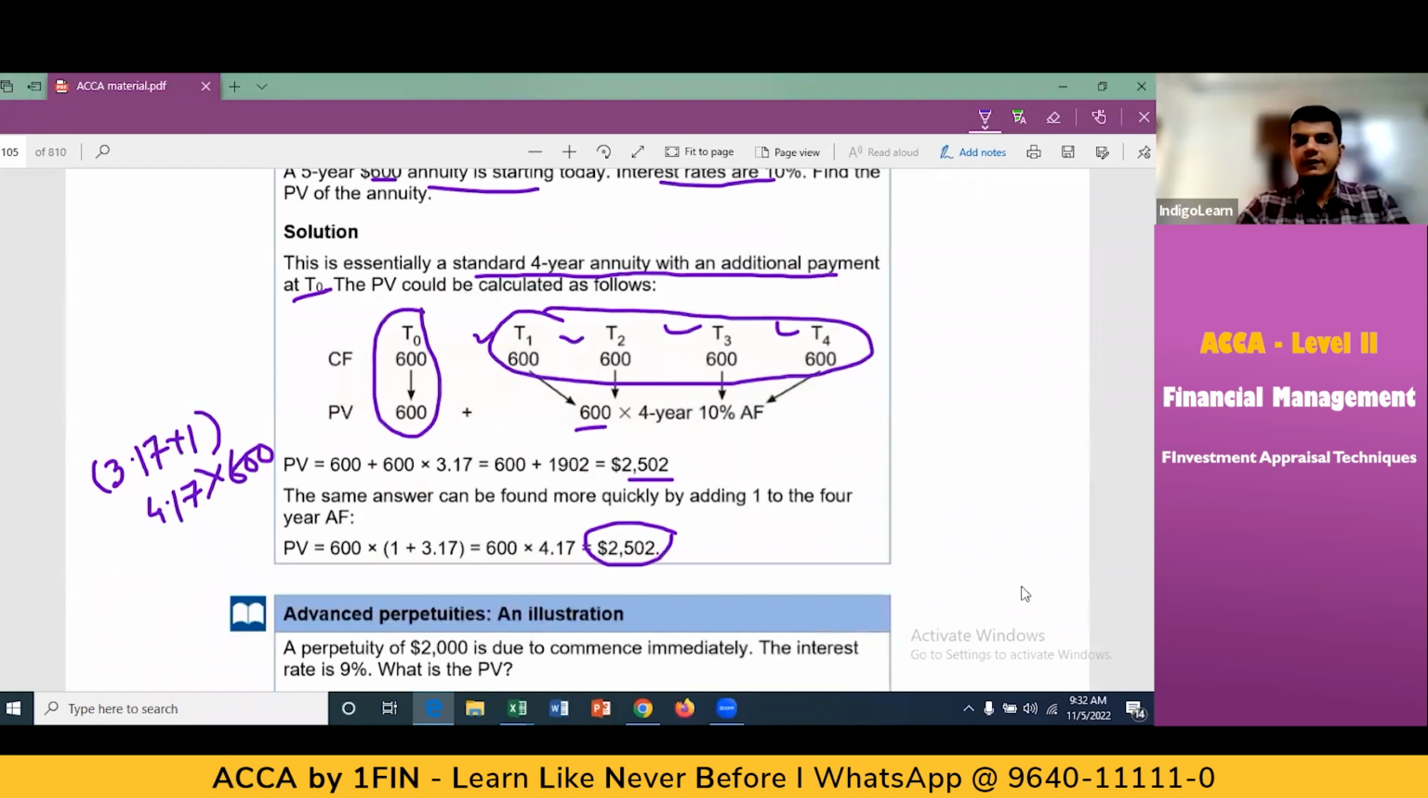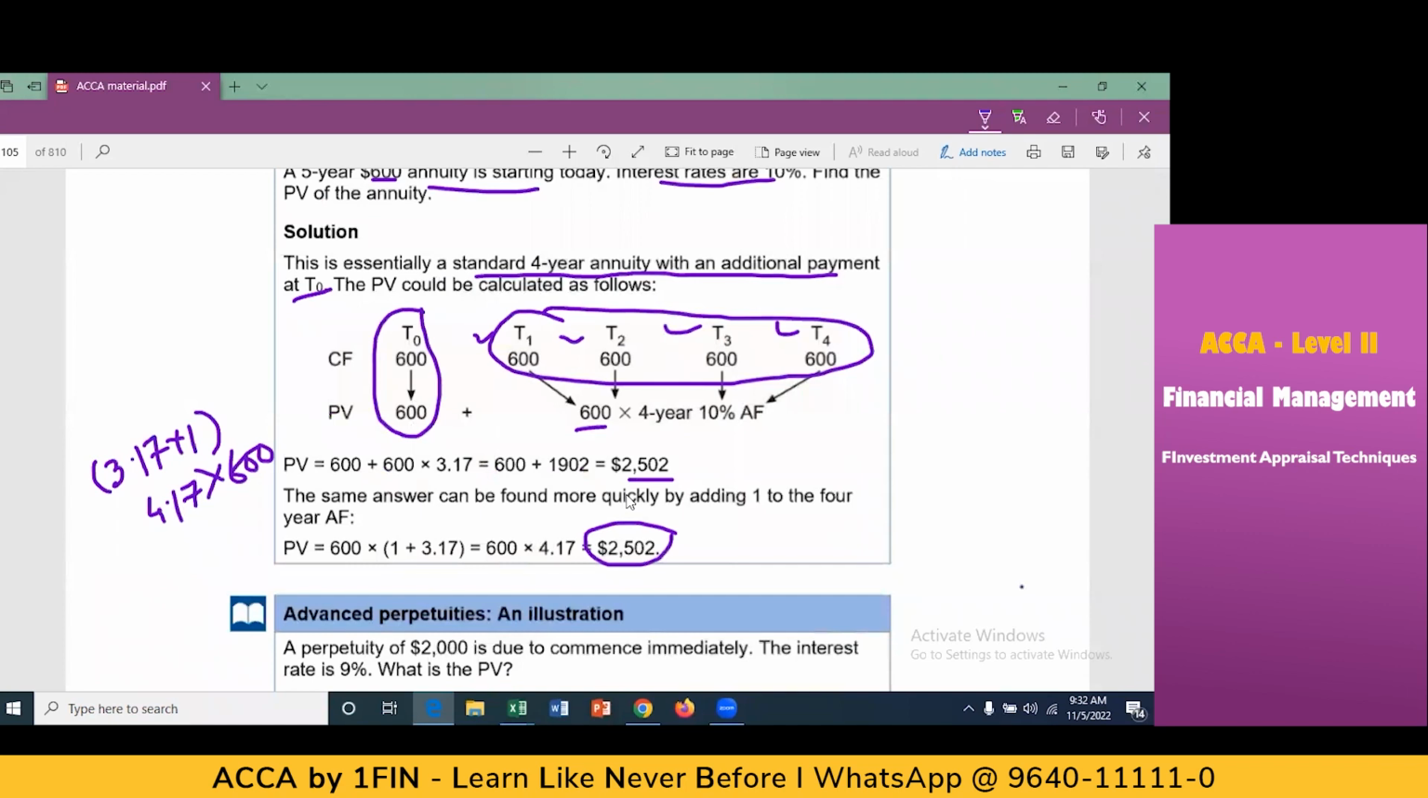Okay, is this clear, Niti? Yes, sir. It is a bit confusing topic.